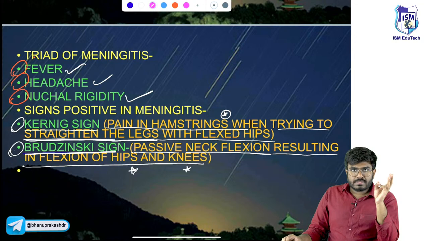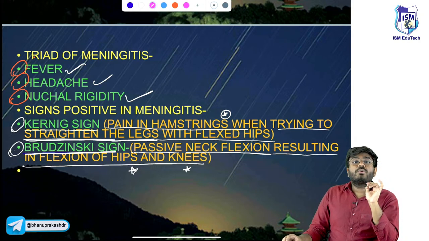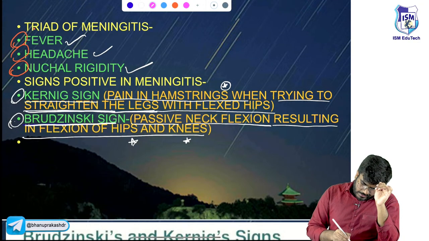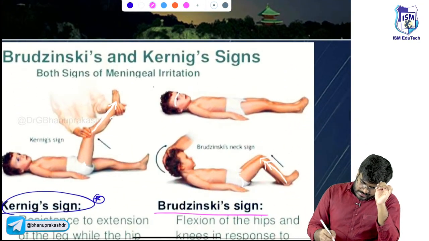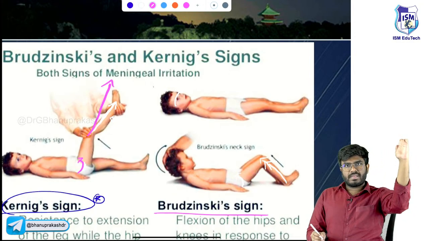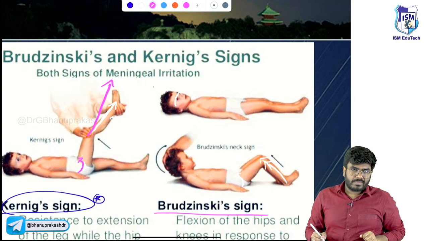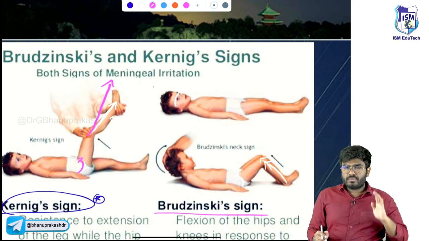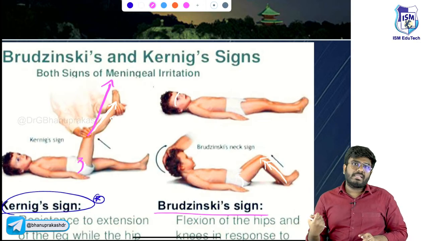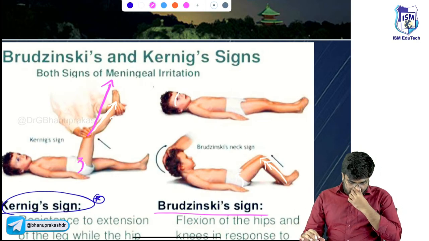Kernig sign is: the hips are flexed, and when you try to extend the legs, we're trying to straighten the legs, after flexing the hips, it is going to cause pain. And Brzezinski sign, I have explained, flexing the neck automatically causes flexion in the hips and knees. So that's the Brzezinski sign.